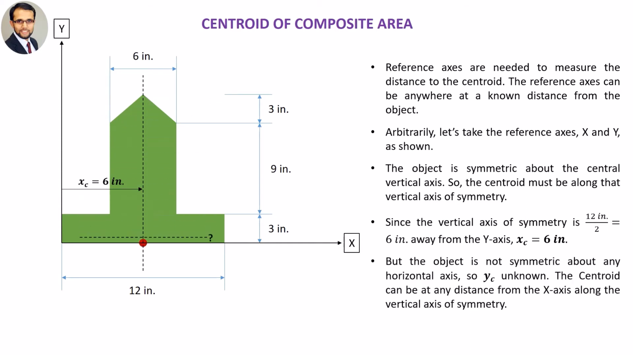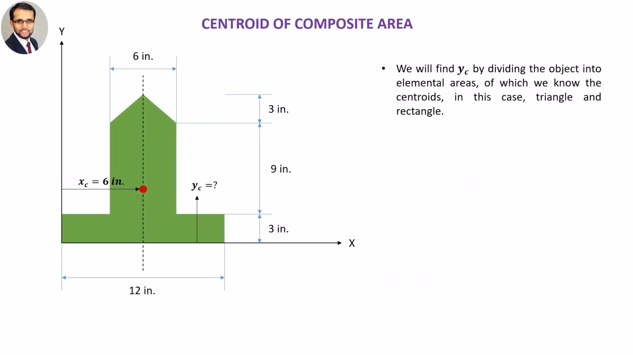But the object is not symmetric about any horizontal axis, so yc is not known. The centroid can be at any distance from the axis. This means we need to do some math to get the location of the centroid measured from the x-axis, that is, yc is unknown.